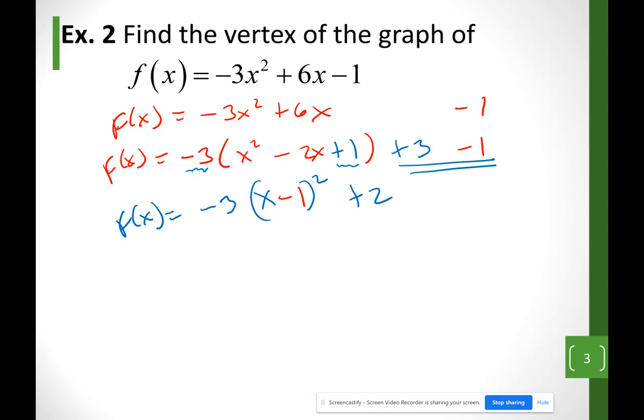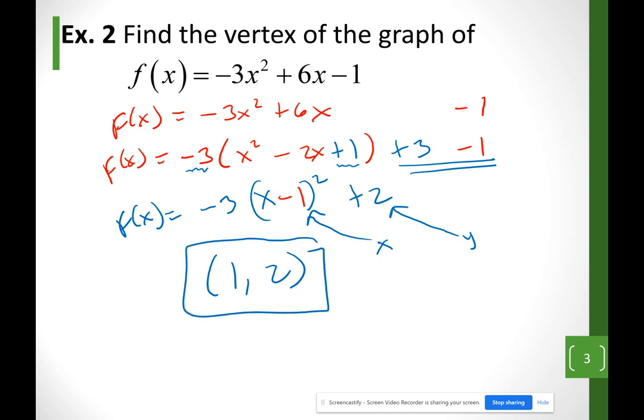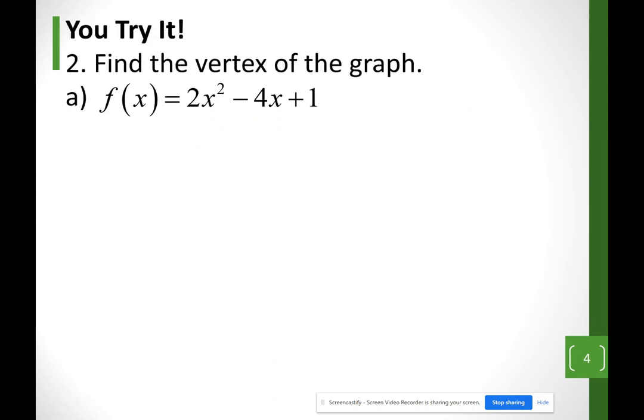My vertex in this case, you guys can see it there. It is, my vertex is 1, 2. Remember I said this is my x value, just opposite sign. And I said this is my y value. My number at the very front of my parentheses has nothing to do with my vertex. My vertex is 1, 2. You try these out, and that's what you should get.